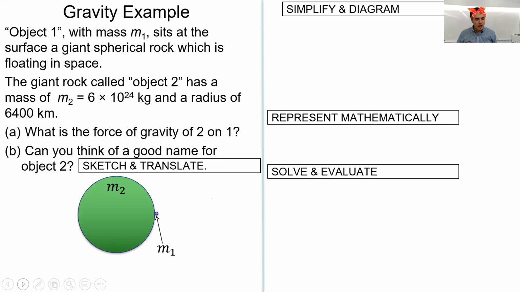Let's do an example. Object 1 with a mass M1 sits at the surface of a giant spherical rock which is floating in space. So there are just 2 things floating around in space together.